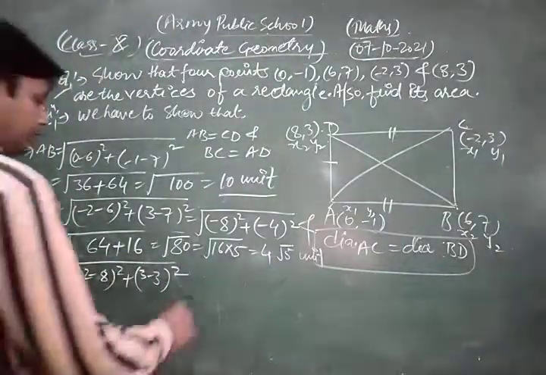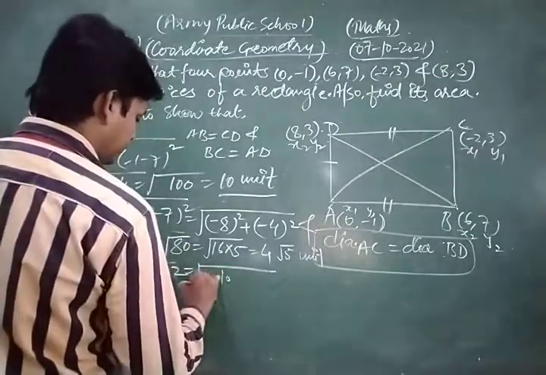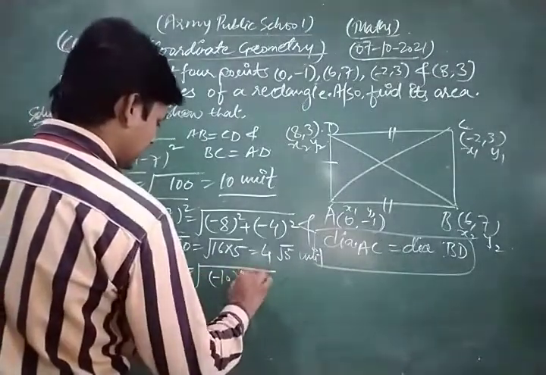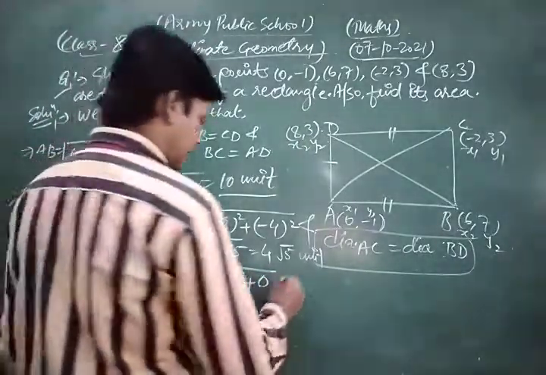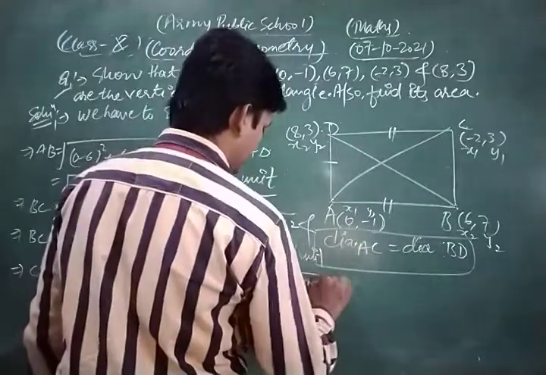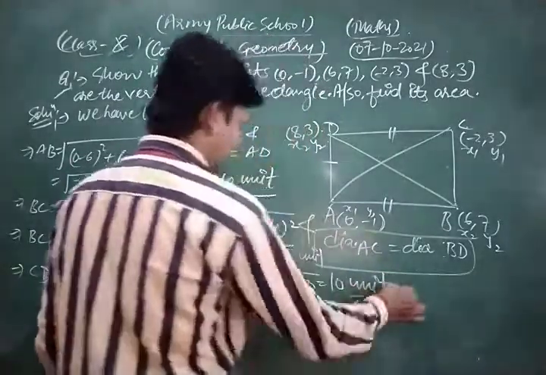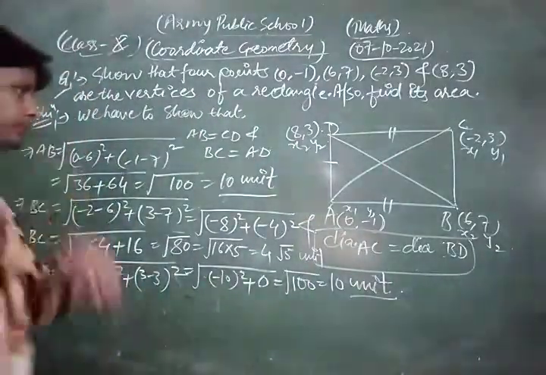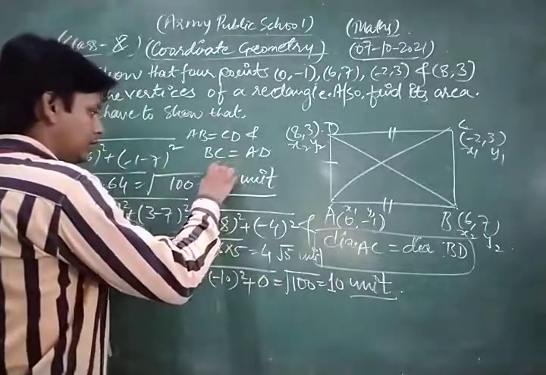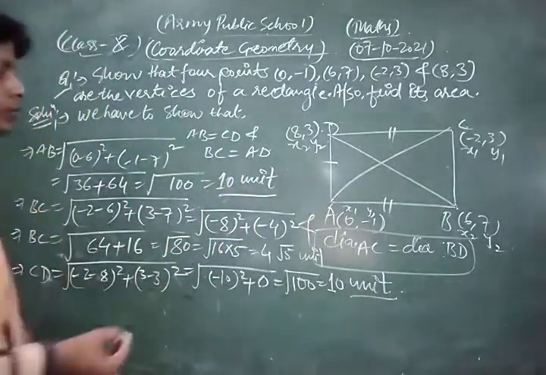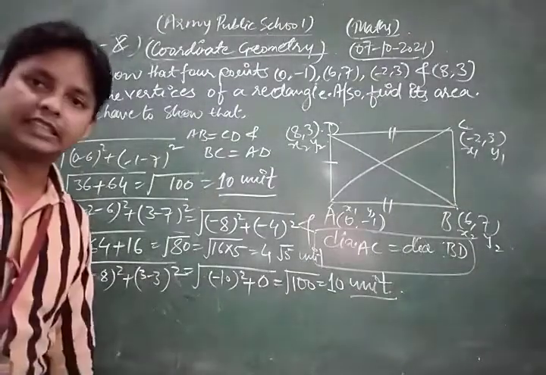So look, in the root we have minus 10 whole square plus this is 0. Okay, so 10 square is 100, so that is 10 unit. In this way we find distance CD.